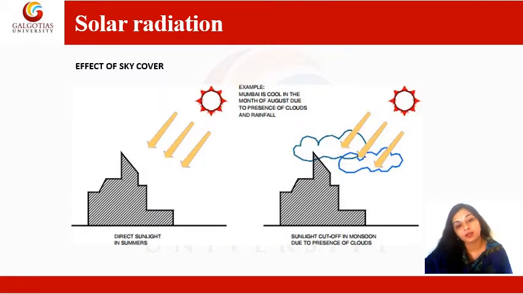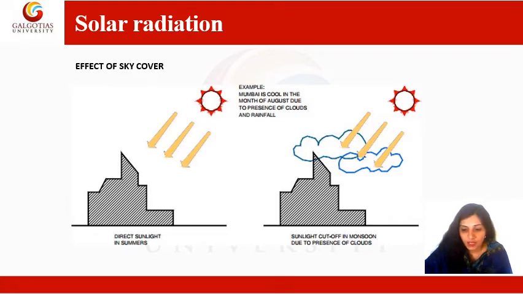Now, the effect of sky cover in getting solar radiation. Example: Mumbai is cool in the month of August due to the presence of clouds and rainfall. But in our northern part, we are not in a cool atmosphere. We receive a high amount of heat: direct sunlight in summer, and diffuse sunlight in summer due to the presence of high clouds.